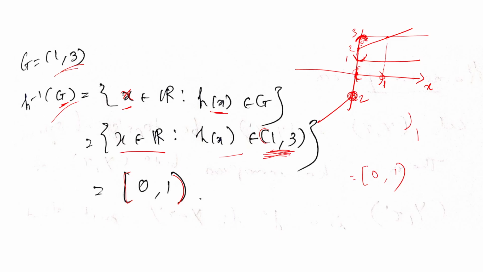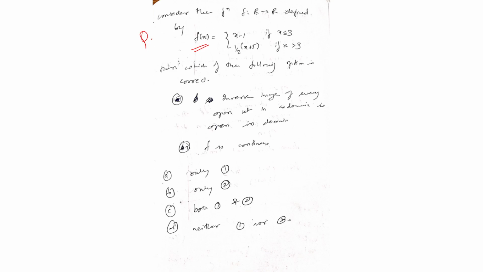So in the similar manner, we can discuss the question in the last session that we were stuck upon. So we had a question: consider function f from R to R defined by f of x is equal to x minus 1 if x is less than or equal to 3, and it is half times x plus 5 if x is greater than 3. Then which of the following options is correct? Is it option 1, that is inverse image? So basically in this question we were stuck upon finding the inverse image, right? The option was that the inverse image of every open set in codomain is open in domain, and f is continuous.